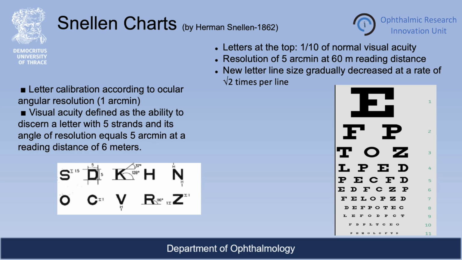Snellen charts consist of letters which, at the top of the chart, require 1 out of 10 of the normal visual acuity and can be read with a resolution angle of 5 arcmin, from a reading distance of 6 meters. The letter size is gradually decreased, with each new letter line being a square root of 2 times smaller than the previous one.